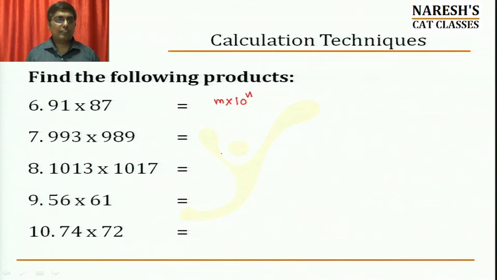In question number 9, we have 2 numbers which are close to 60, which is neither 10 nor 100. 60 can be written as 6 into 10 power of 1. Similarly, in question number 10, the numbers are close to 74 and 72, which is like 7 into 10 power of 1. So, whenever we have 2 numbers close to m into 10 power of n plus a, m into 10 power of n plus b, what is the method?